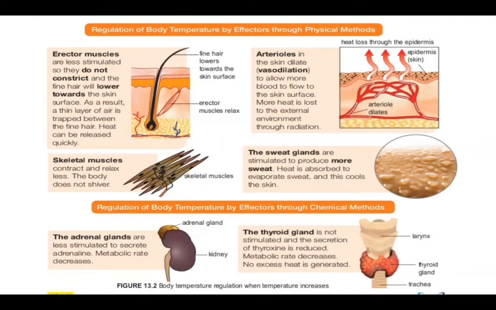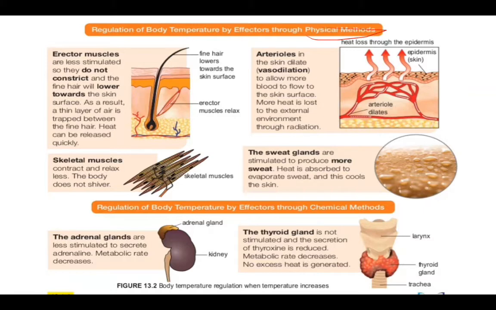So body temperature dia boleh lower than normal ataupun higher than normal. When higher than normal, dia akan bring back to normal. Kalau lower than normal, dia akan increase to normal. Okay, so this one, figure 13.2, this is body temperature regulation when temperature increases from normal. Okay, so this is regulation through physical methods.